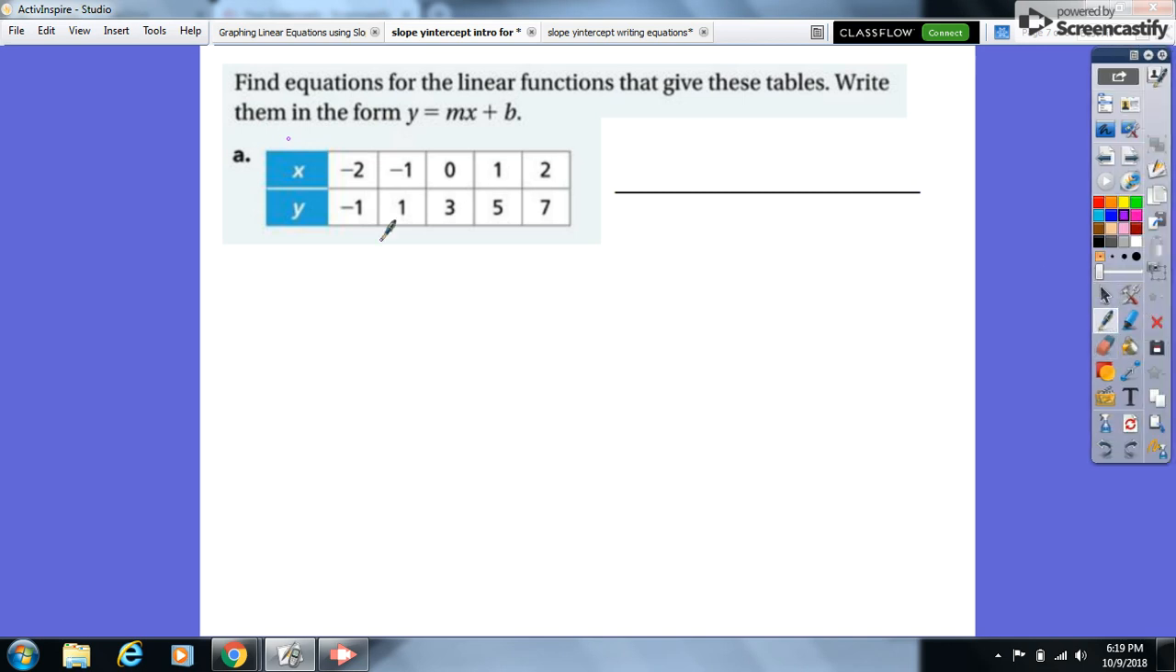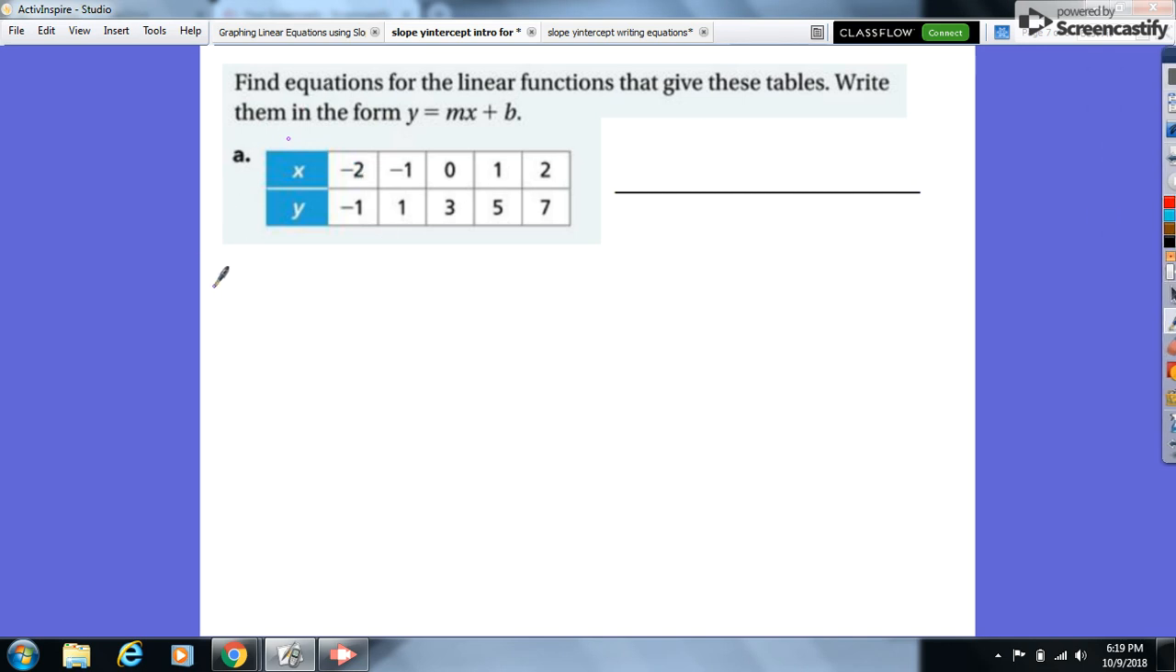Hey y'all. Let's take a look now at how we write an equation when we have not been given a graph. All we've been given is a table. So look at this table here. On a graph, if I needed to write an equation, the first thing I would do is find the rise and the run for the slope.